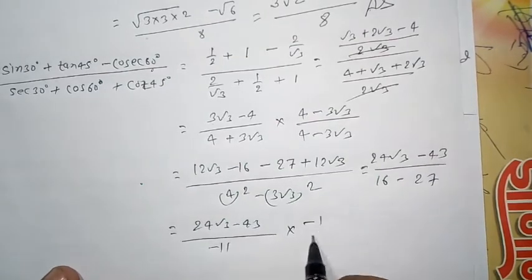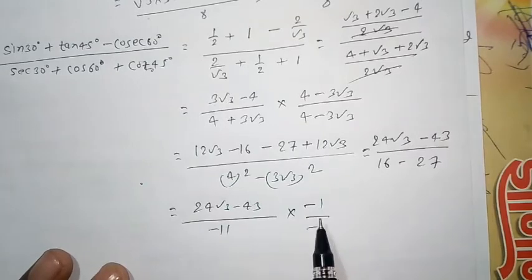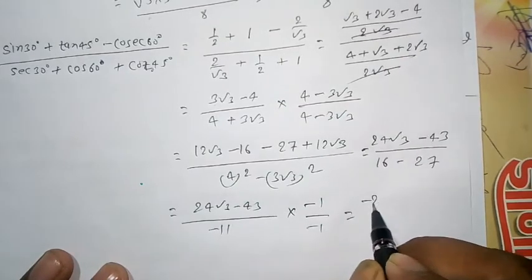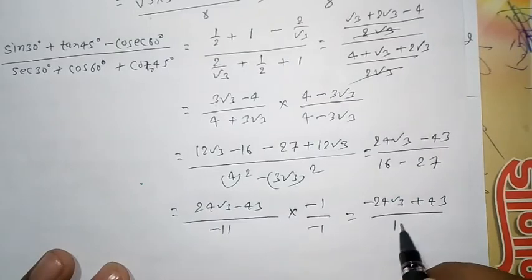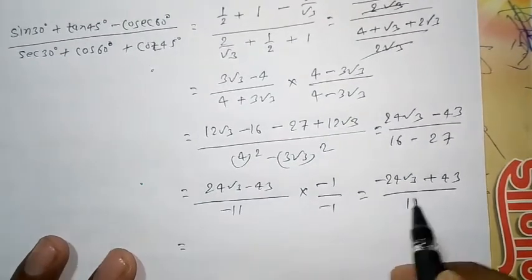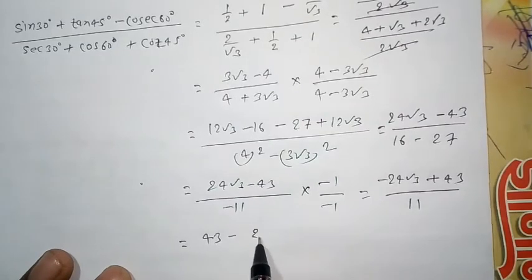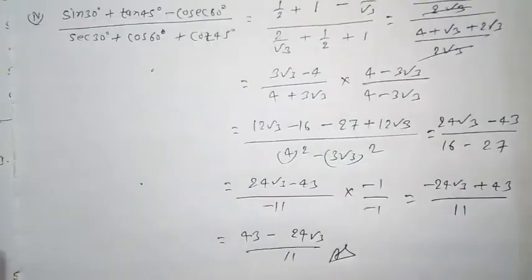I am multiplying 1 and also 1 in the numerator, and minus 1 in the numerator and minus 1 in the denominator. Then I get minus 24 root 3 plus 43 by 11. Now arranging them, it is 43 minus 24 root 3 by 11. Answer. Question number 5.